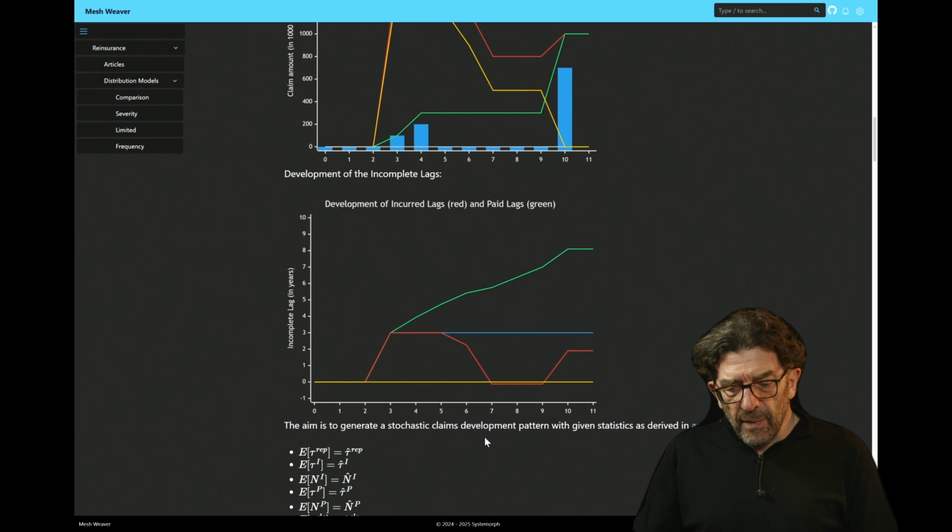So this is the evolution of the reported lag, which is jumping from 0 to 3 at the time it's reported, and then it stays constant. We have the incurred lag, which goes up also to the level of 3, and then it comes down. It becomes even negative, which is positive in the case of incurred lags, and then it goes up again. And the paid lag is increasing, and at the end, once the claim is settled, then it remains stable.